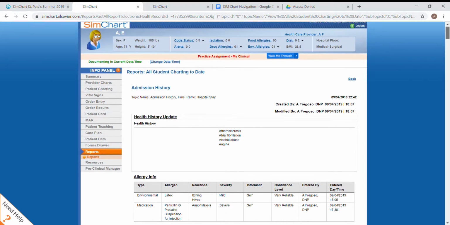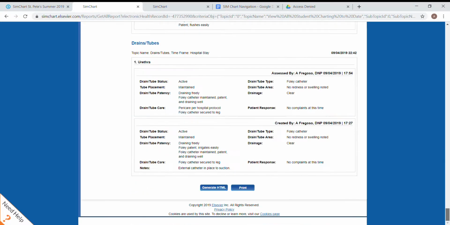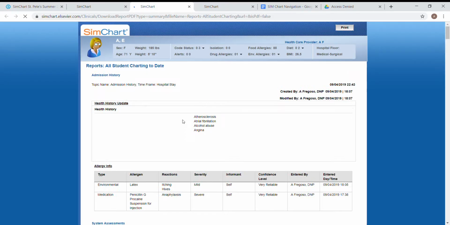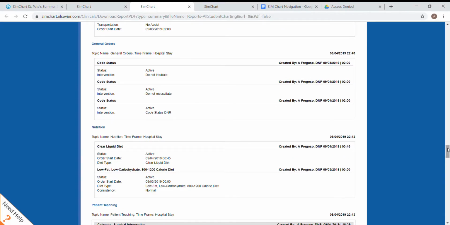So I am going to sign off, hit generate HTML. And then it will submit it to my instructor or to me.